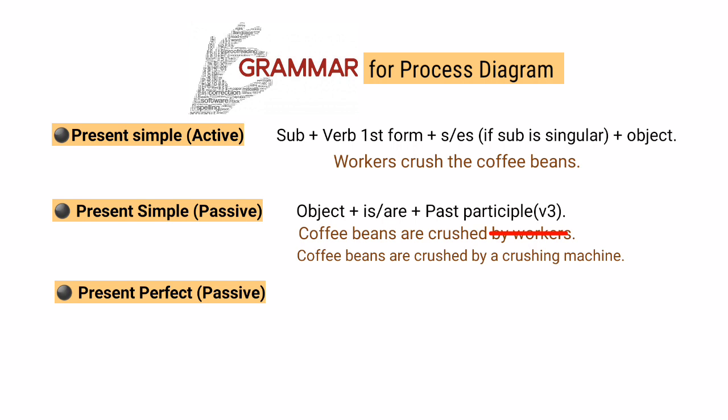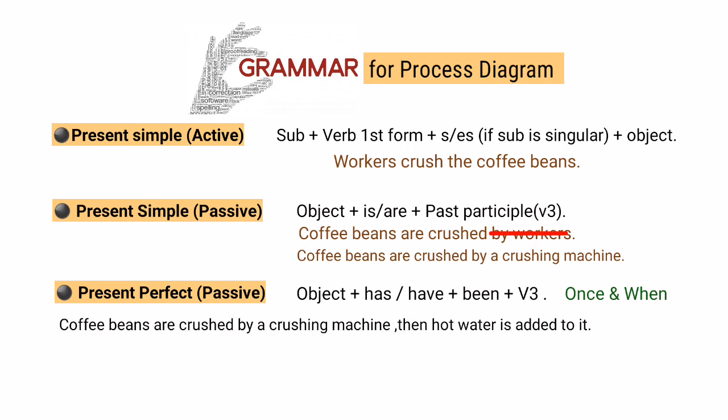See, its structure is like this. Object plus has or have with been plus the verb's third form. Here been is very important, don't forget to include this. You can use once and when with present perfect passive to join two processes together. For example, coffee beans are crushed by a crushing machine, then hot water is added to it. See, these are two steps that we have written, right? Here almost 14 words are there that I have counted.